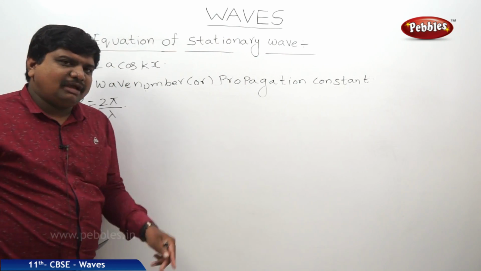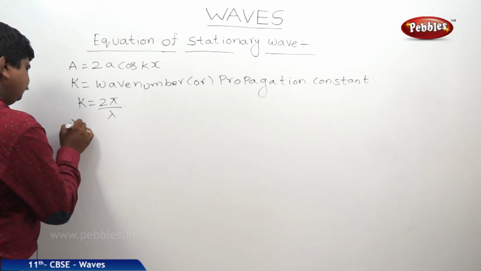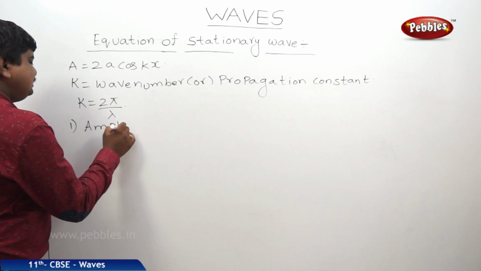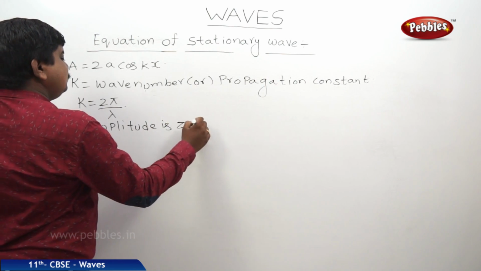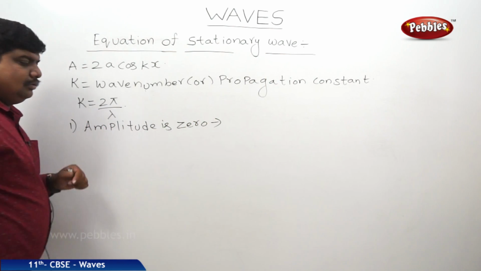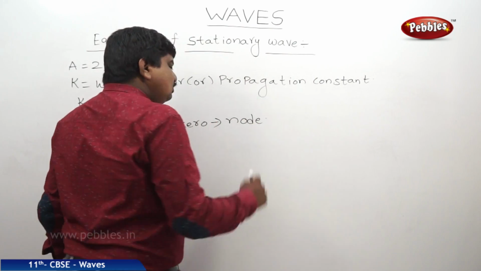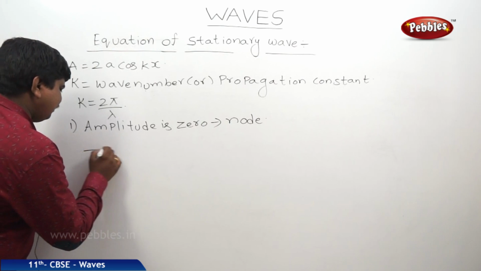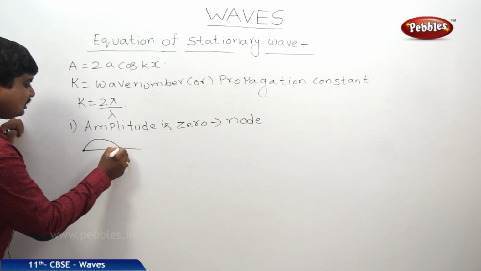There are two types of amplitudes: where amplitude is 0 and where amplitude is maximum. Amplitude is 0 means this position is called a node. So at nodes amplitude is 0. That means the graph is like this, but the amplitude is 0. These positions are said to be nodes.